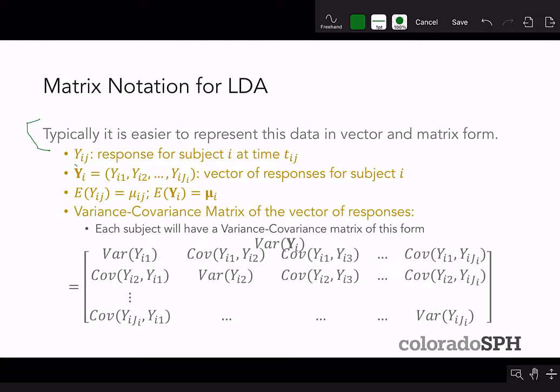So take yij to be the response for subject i at time tij. Then bold yi is the vector of all of the responses for subject i, and that includes the response at the first time point, second time point, all the way up until the last time point. So bold yi is a vector of all the responses for the ith subject. And typically we have the expectation of yij equals mu ij. The vector version of that is that the expectation of yi equals mu i, where mu i is also a vector.